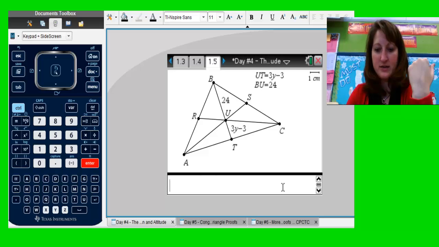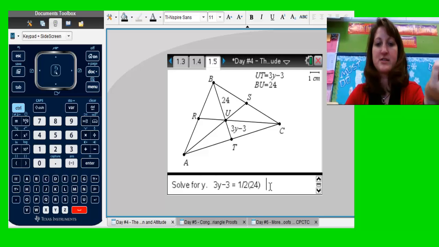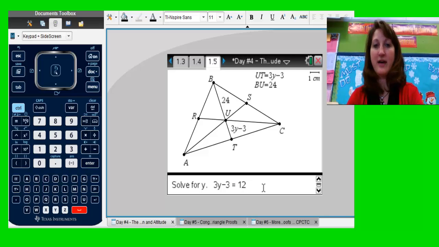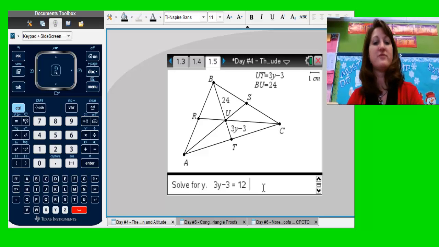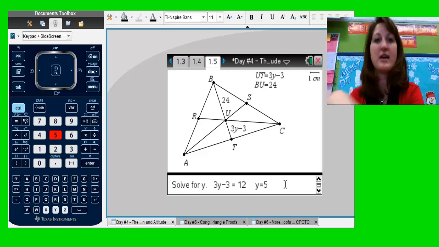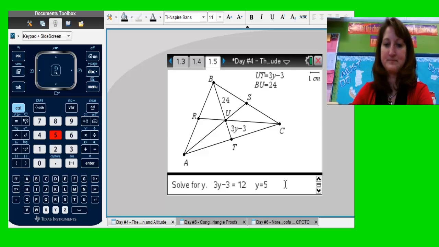If I try to clean this up a little bit, 3y minus 3 is equal to half of 24. Well, half of 24 is just 12. Now if we go to solve it, we want to add 3 to both sides. So we get 3y equals 15. Divide both sides by 3, and y turns out to be 5. So again, we set up a little equation, and then we can go through and solve for y.